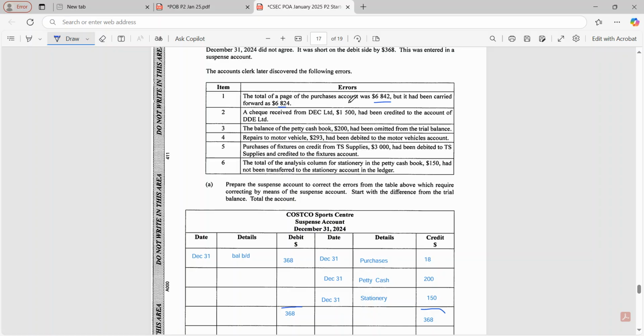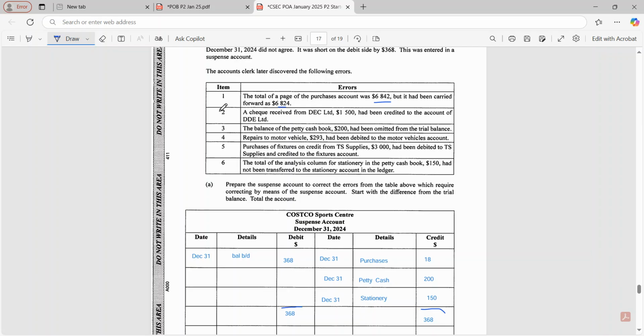in our purchases account. We would have to debit purchases $18, but we would not have anywhere to credit, right? So we have to credit suspense. So we go at December 31st. We're going to have the details for purchases because that is where we're going to find the debit part of this transaction. And it's going to be the $18, which is 6,842 minus 6,824.